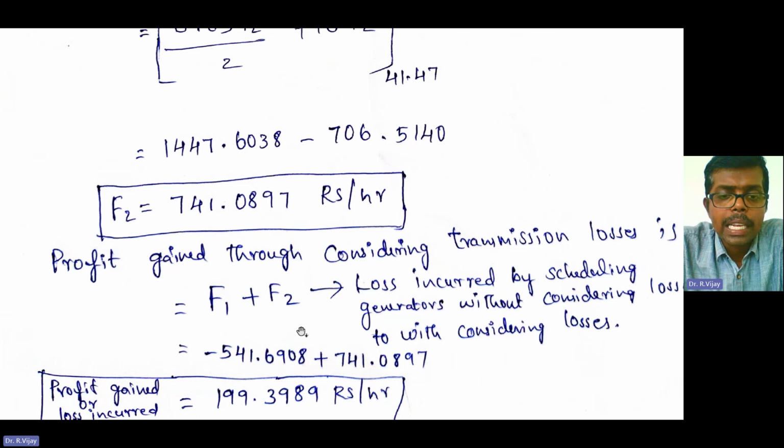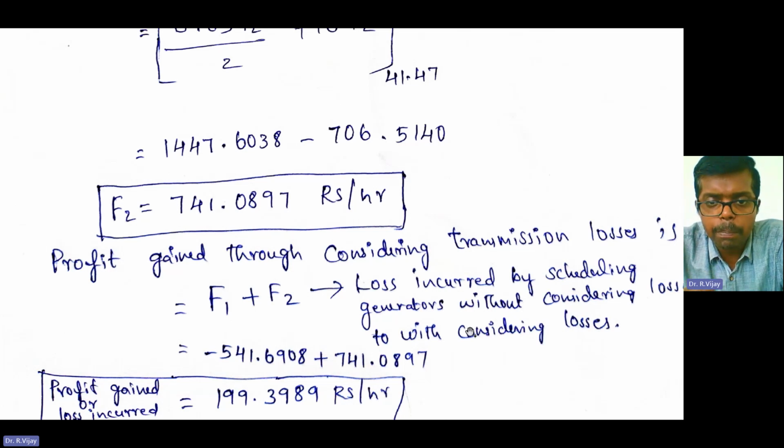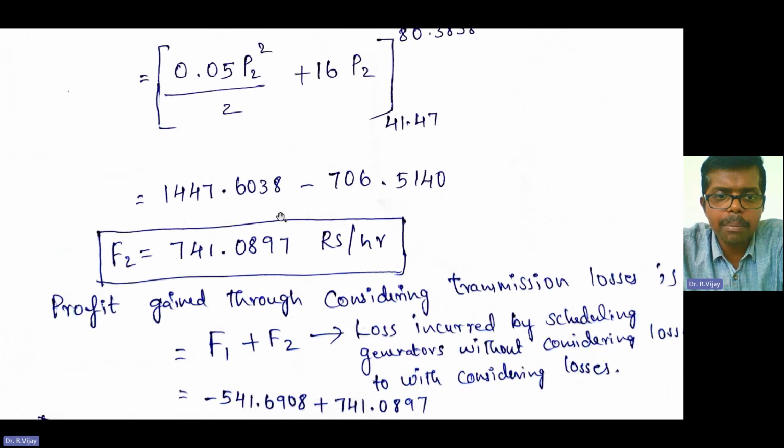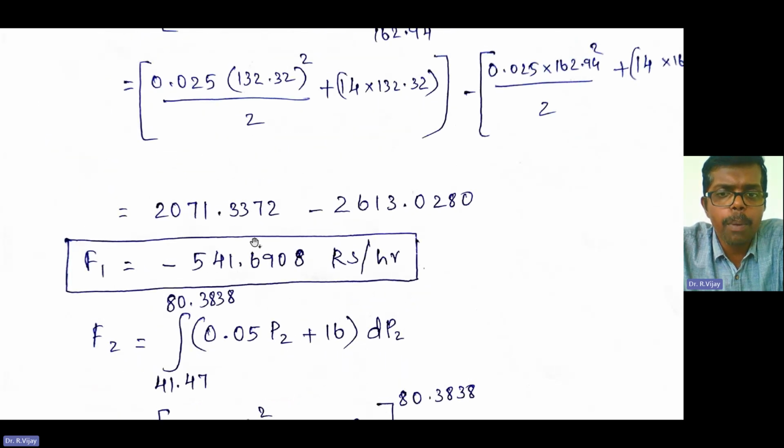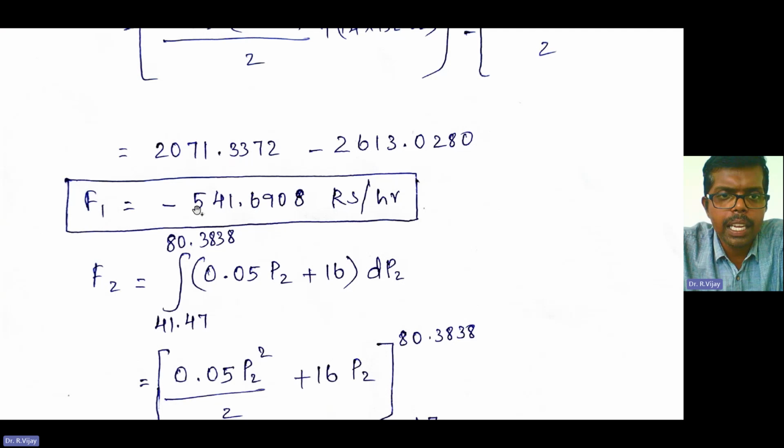This is how you need to do it. Suppose in the same case they asked for the loss incurred with considering loss. Then you need to take it in the reverse manner. Whatever P1, P2 values you calculated with considering losses, you need to take in the downward scale, and without considering losses, you need to take in the upper scale. That time this answer may differ, because if you take it in the upper scale, this will become positive.